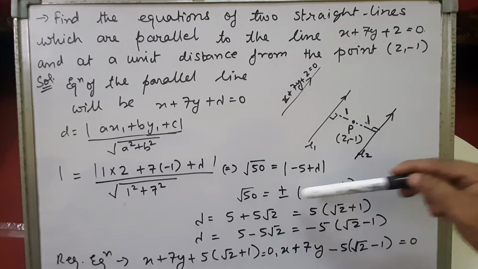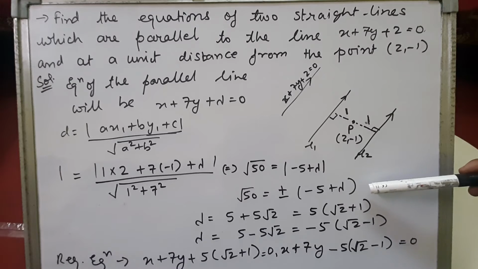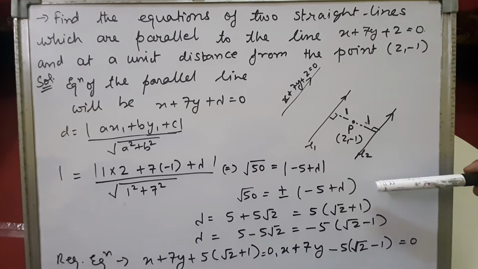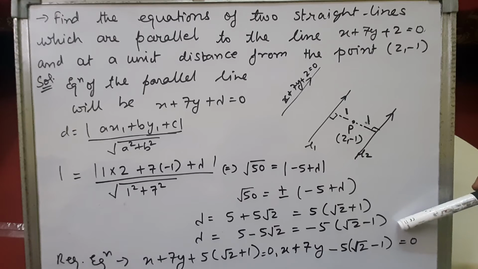Alright. So this value could be positive or negative, right? So the value of under root 50 will be plus minus (-5 + lambda) inside the bracket. So when this value is positive, the value of lambda will be 5(root 2 + 1), and when this value is negative, the value of lambda will be -5(root 2 - 1).